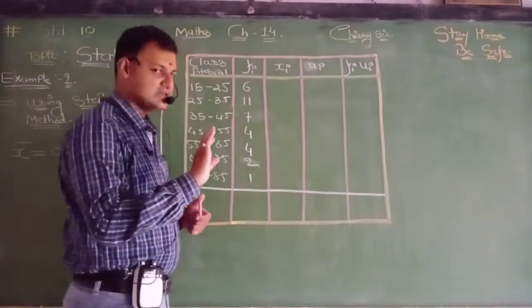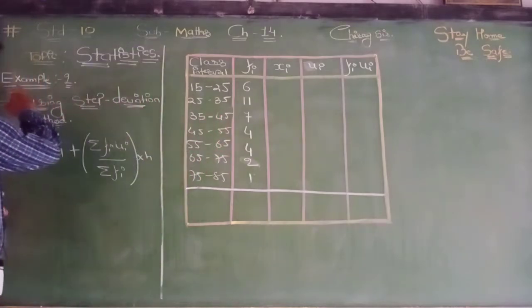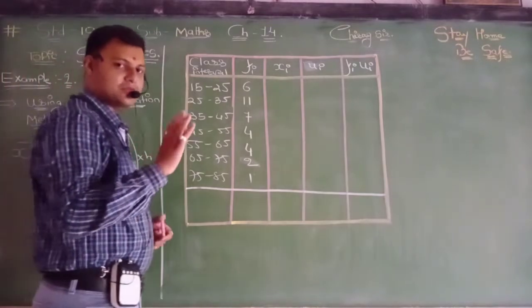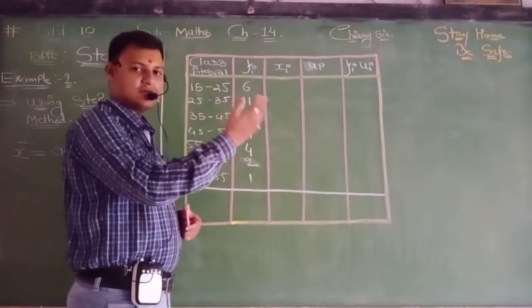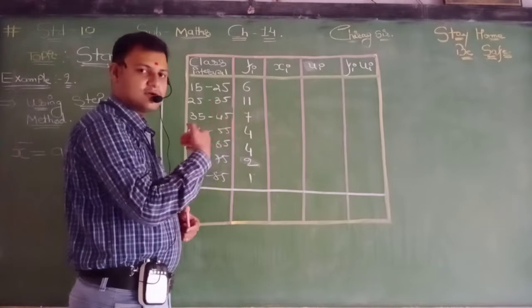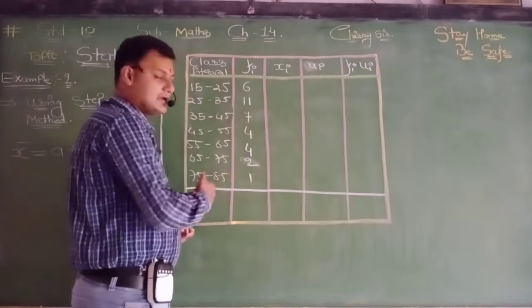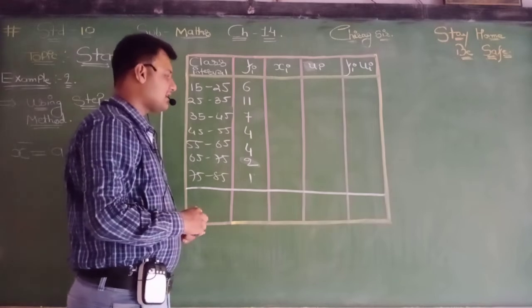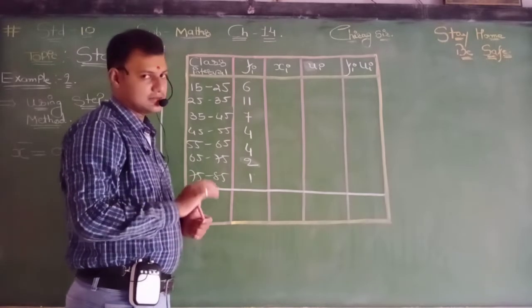I am not changing the digits. Example number 2, this is an example from the textbook, using the step deviation method. In this example, they have given us the class intervals 15 to 25, 25 to 35, 35 to 45 and so on till 85, and the frequencies 6, 11, 7, 4, 4, 2 and 1, nothing else.